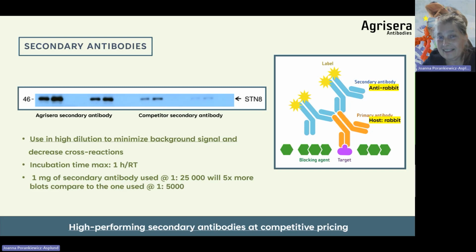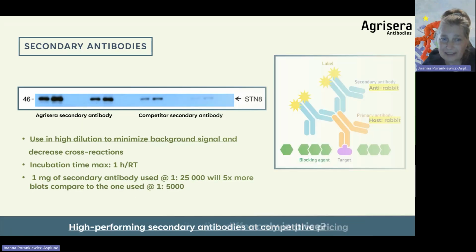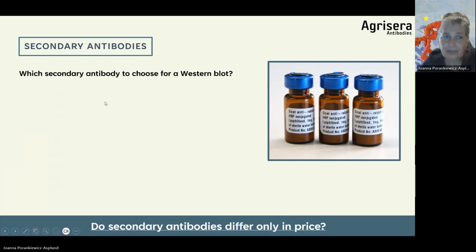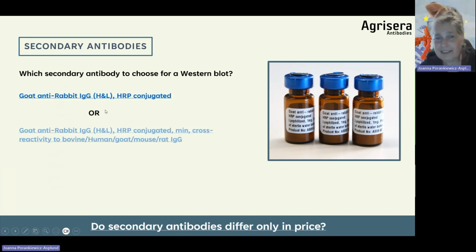And it is desired to use secondary antibodies which perform well, because it is also part of your success in the Western blot. And now think which secondary antibody you would choose for your Western blot on a plant sample, for example. We have goat anti-rabbit, horseradish peroxidase conjugated, and here we have goat anti-rabbit, horseradish conjugated with minimum cross-reactivity to IgG from these different species.